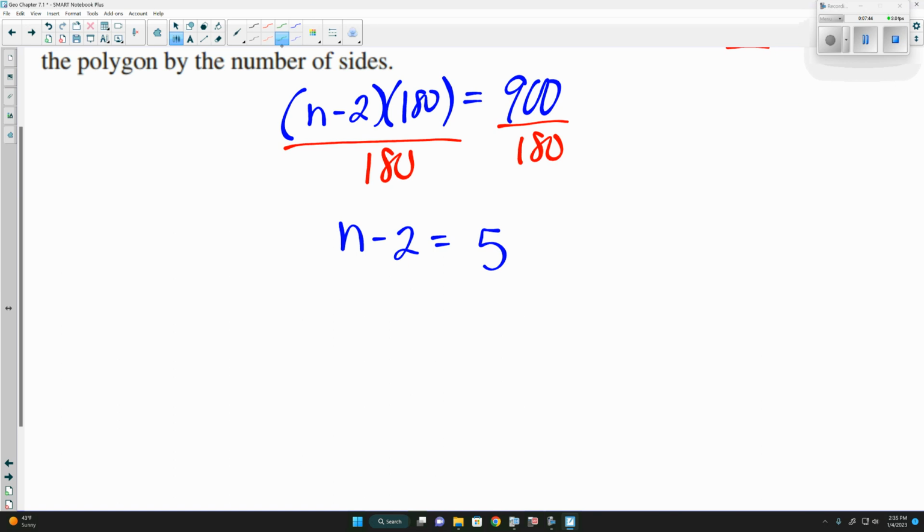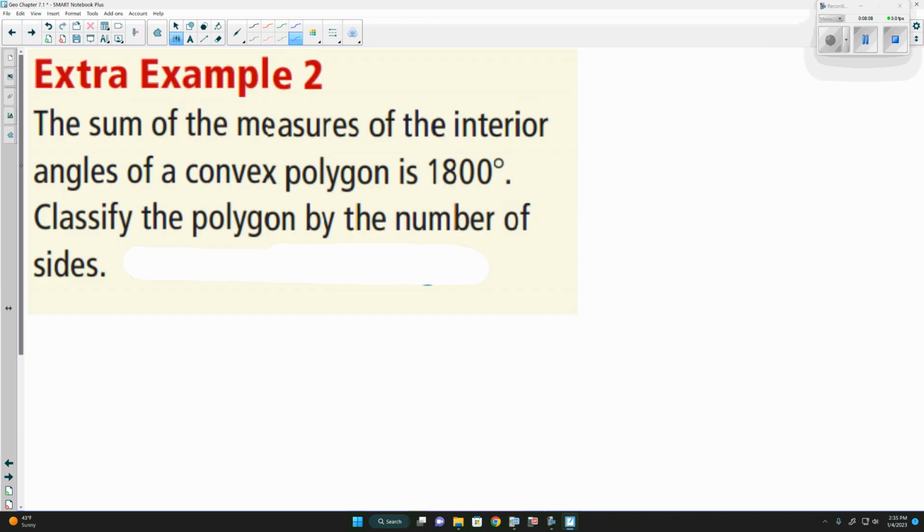N minus 2 equals 5. What do we need to do? Yes, add 2, telling us n is 7. We divide by 180 and then add 2. Questions on this here? No. Let's look at another example.